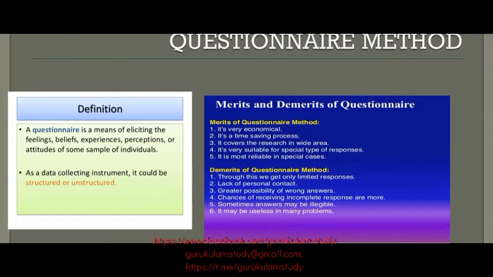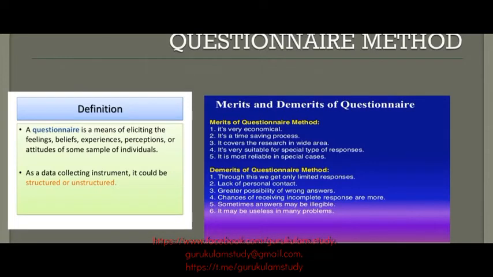Then comes merit. First, it is very economical. It is a time-saving process. It covers the research in a wide area. It's very suitable for special types of responses. It's most reliable in special cases.